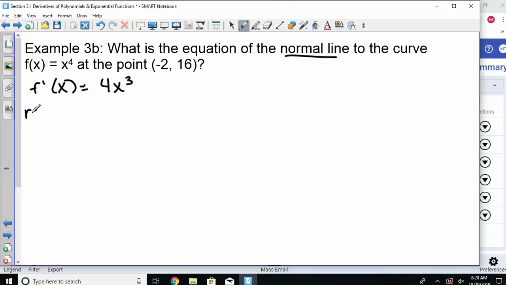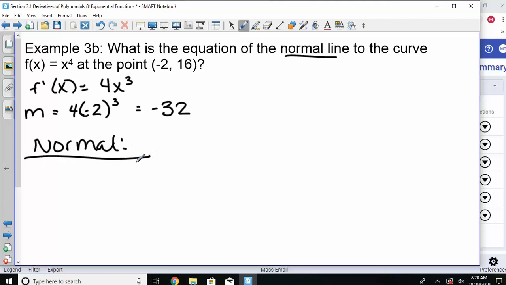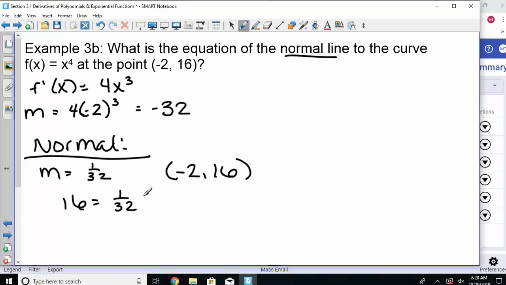To find the slope of the tangent line, you have to plug in your negative 2, which gives you a negative 32. For the normal line, the slope is the opposite reciprocal. So you have to flip that and change the sign. So it's 1 over 32. And we still have the point negative 2, 16. So now plug into y equals mx plus b.